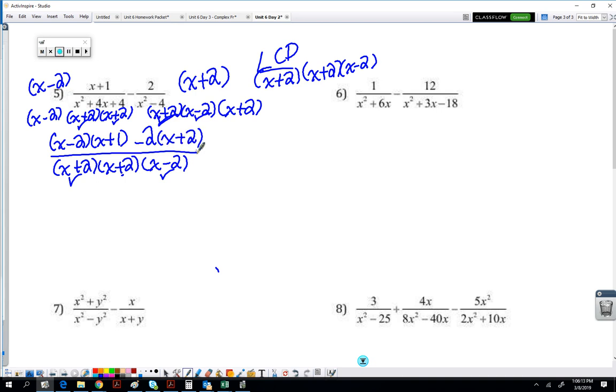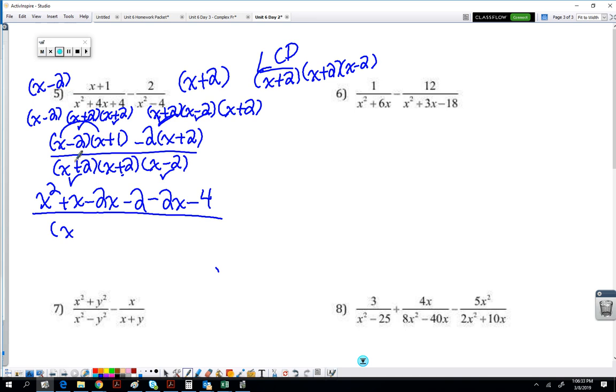So now, of course, we're going to have to make it look prettier. So we're going to distribute. You can FOIL the first two. And then I'm going to distribute the next one. So I get x squared plus x minus 2x minus 2. And I've got negative 2x minus 4 all over my long LCD.